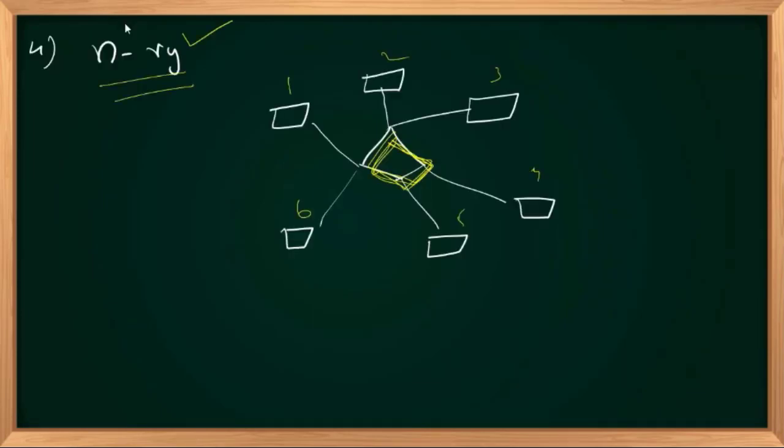Sir, more than one means no? More than one means binary, ternary also there. No, sir. More than 3. N-ary is more than 3. Okay, sir. Okay.